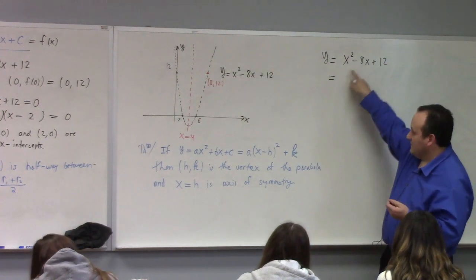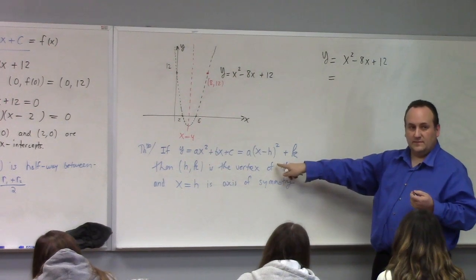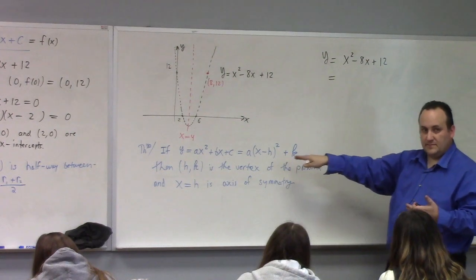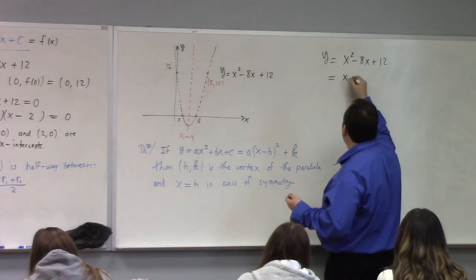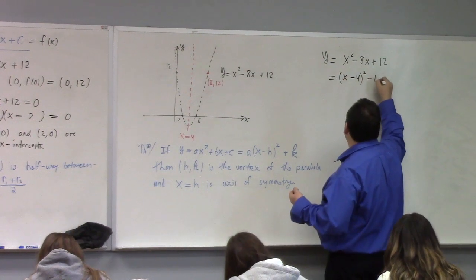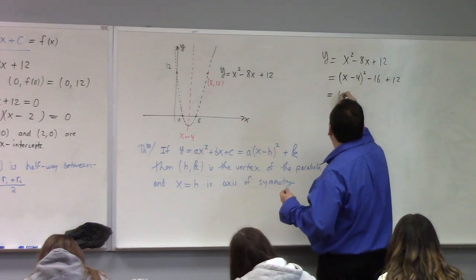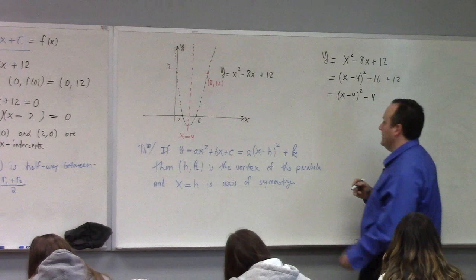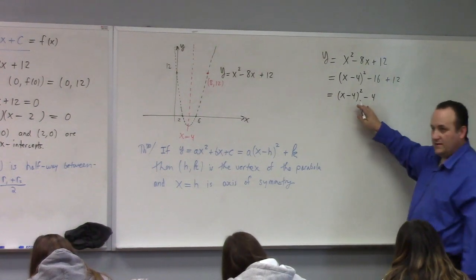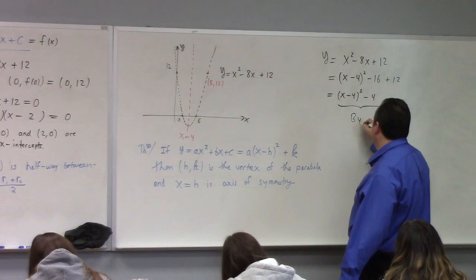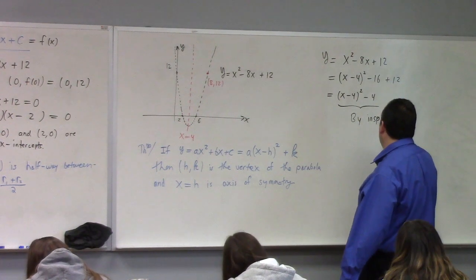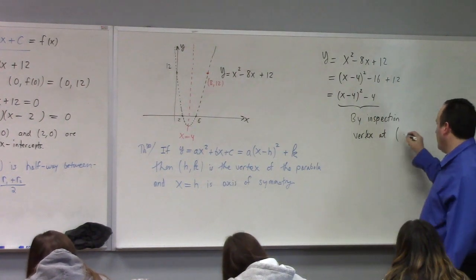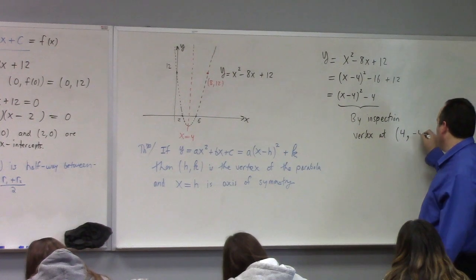How can we take this and put it into this format? What is that? This is exactly the problem of completing the square. Complete the square on this. I have (x minus 4) squared minus 16 plus 12, also known as (x minus 4) quantity squared minus 4. From this, I can read by inspection, which is a fancy way of saying just by looking at it, the vertex is where? (4, minus 4).